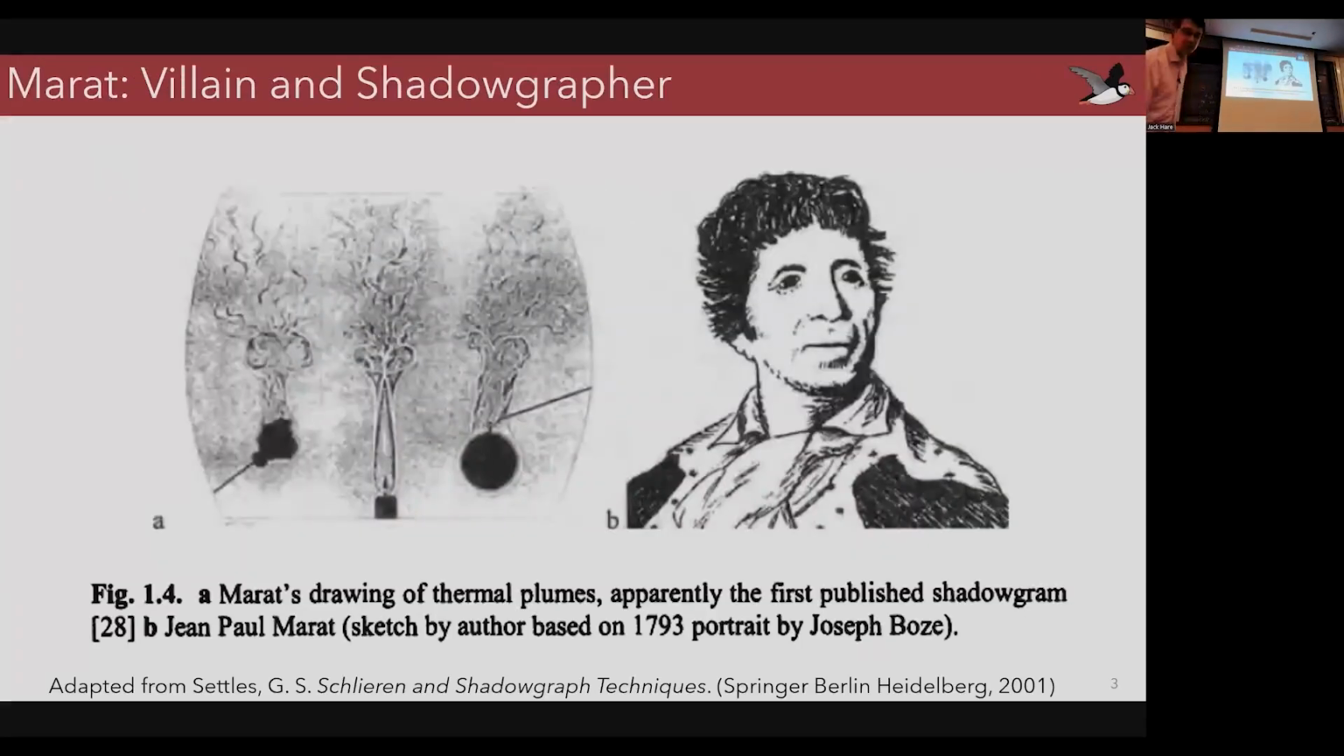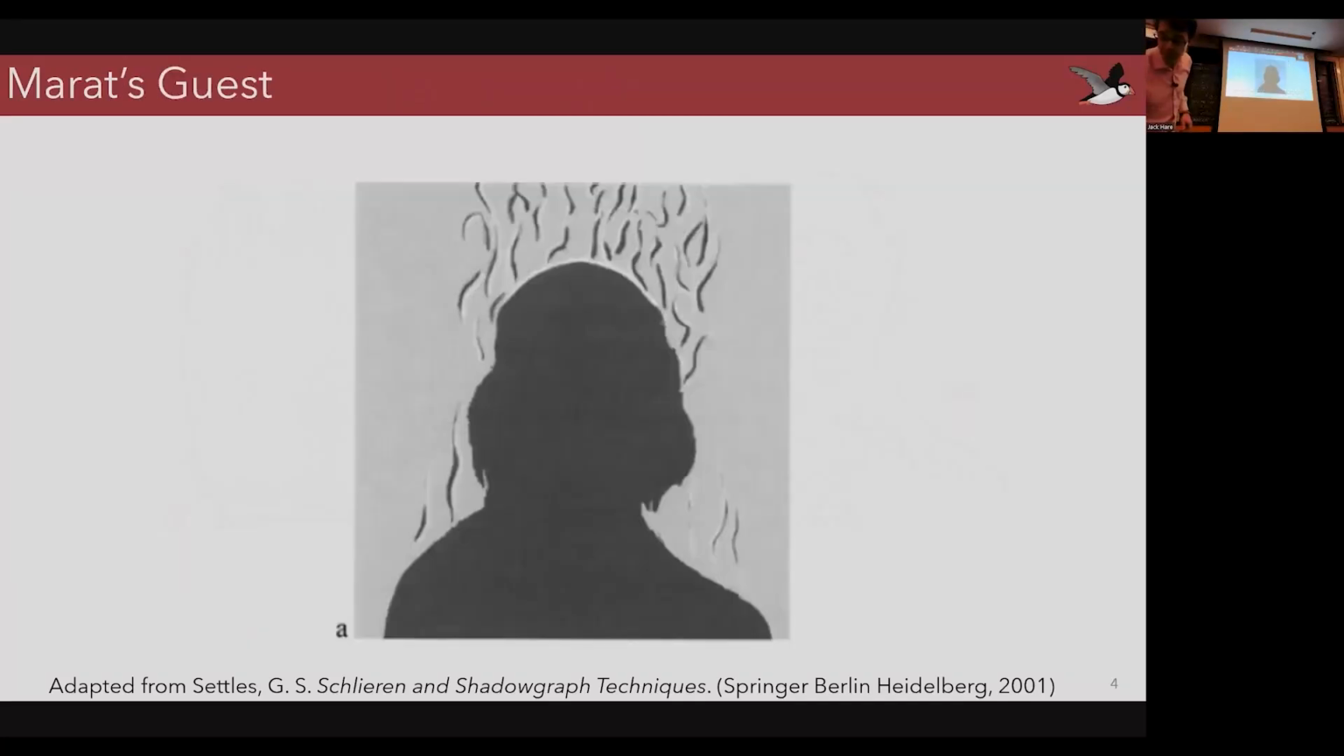The first person we know of to study shadowgraphy was this guy, Jean-Paul Marat. That's the portrait of him. Here are his shadowgrams. He actually drew these by hand because he didn't have cameras back in the day. This is 1793. He's actually deeply unpleasant. He was a Jacobin. He was responsible for the deaths of hundreds of thousands of people in the French Revolution, and he was eventually murdered in the bathtub.